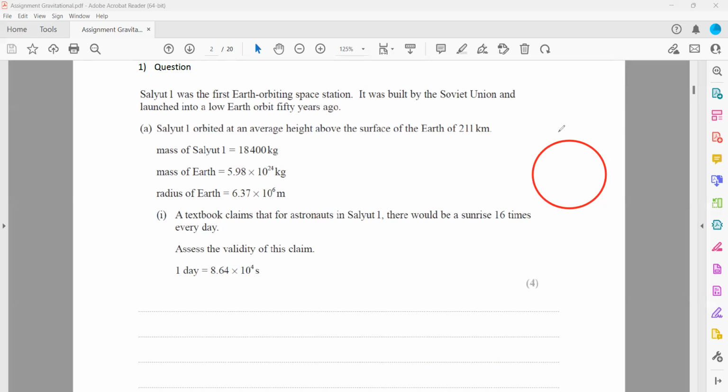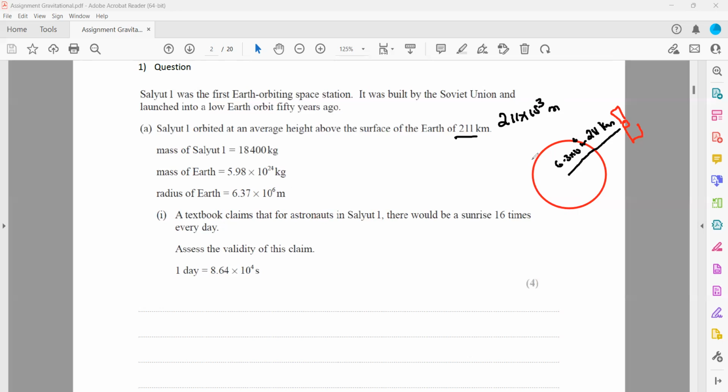So this is the Earth, and this is the space station, the first orbiting space station. Its height above the Earth is 211 kilometers, and the radius of the Earth is 6.37 times 10 to the power 6 meters, not kilometers, meters. So we should have both in the same unit, so it should be 211 times 10 to the power 3 meters.